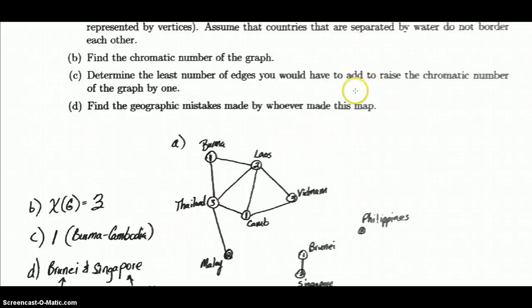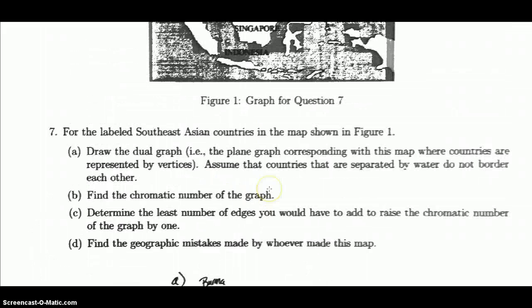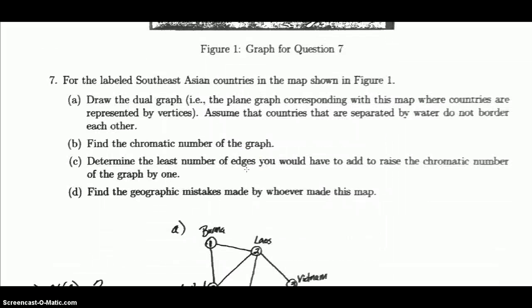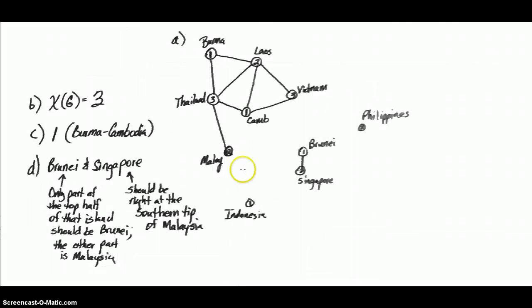to raise the chromatic number, again, I'm looking for, is there a place where I can make K4, where I can have 4 vertices that are all connected to each other? And there is right there. Burma and Cambodia would make it so these 4 vertices are all connected. Now how would you do that in real life? I don't know, create a land bridge between Burma and Cambodia, or an underground tunnel or something? That's a bit more difficult of a question.